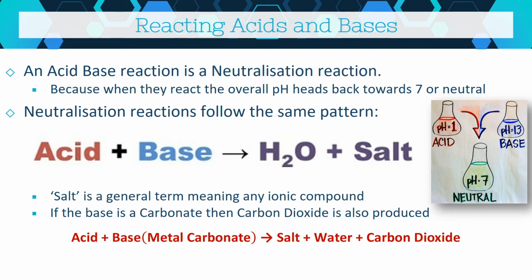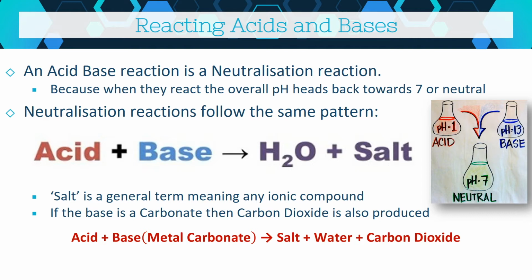If you have an acid and you add some base, you might end up going towards 7, but you may not actually quite get there. Or you might completely go past 7 and end up more on the basic side. Depending on what you combine, there's a whole range of different things. But when you do have an acid and base come together and they react, they follow the same pattern. Acid plus base gives water plus a salt.